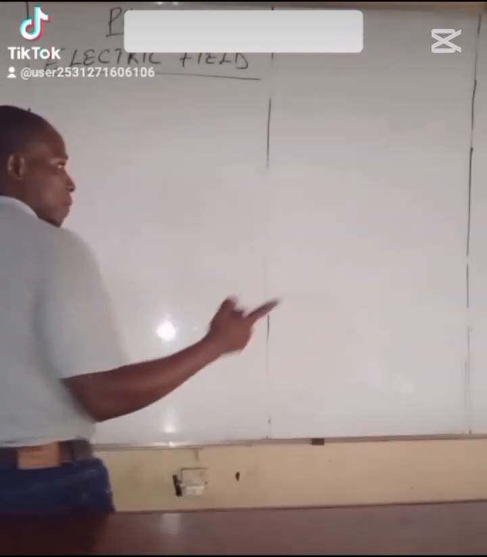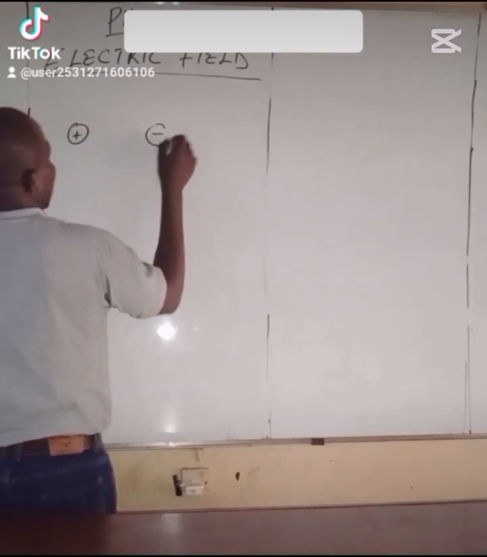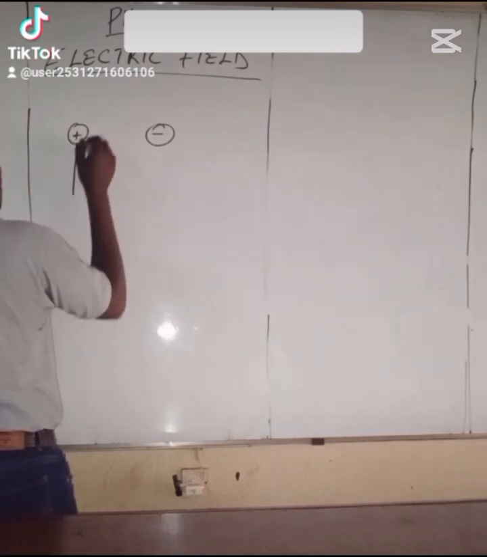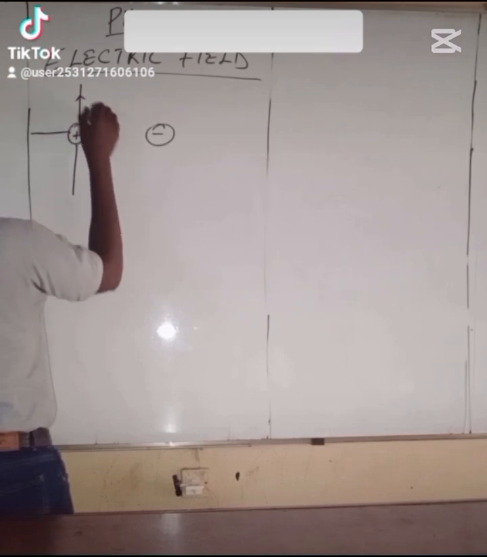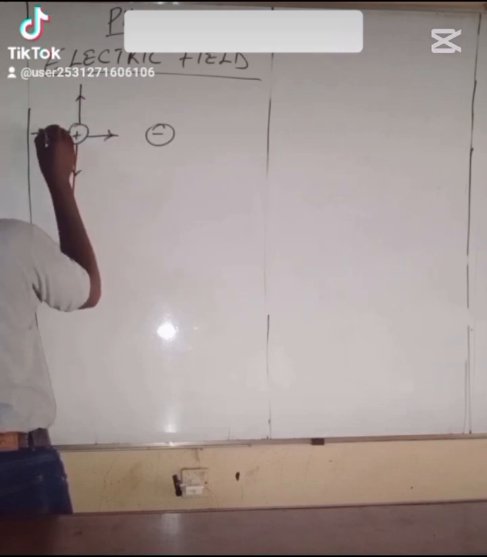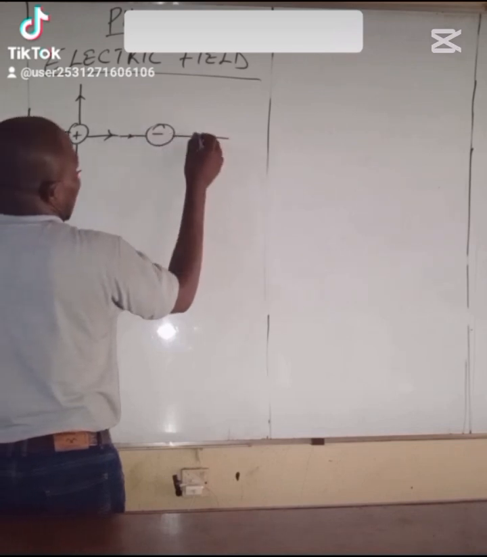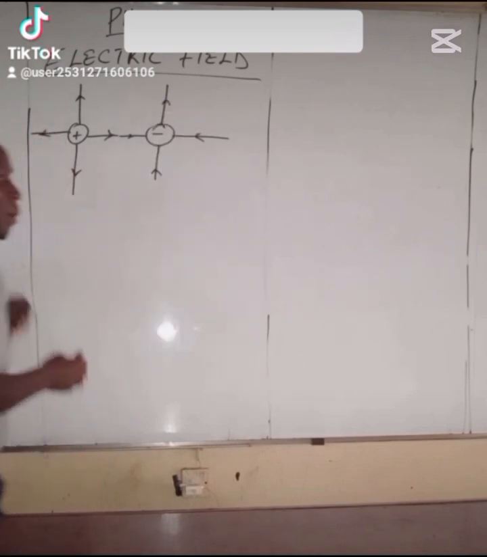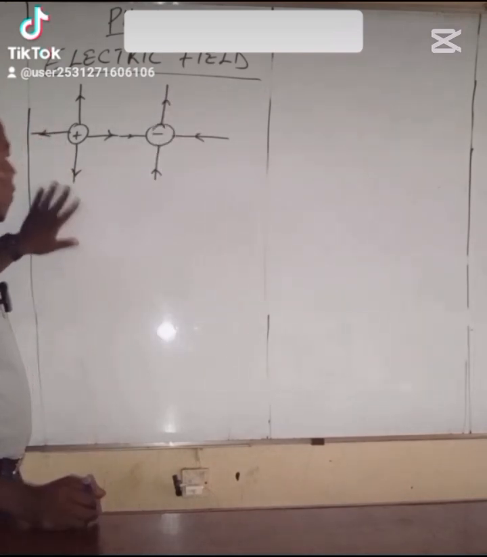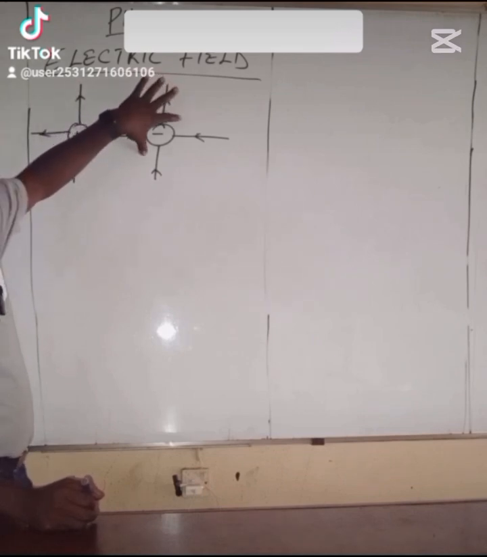Now, we have two types of charges. We have positive charge and we have negative charge. Now, the field around this charge is what we call electric field. For a positive charge, the field moves outward. For a negative charge, the field moves inward. So, following the law of electric lines of force, we say that the field starts from positive and ends in negative.